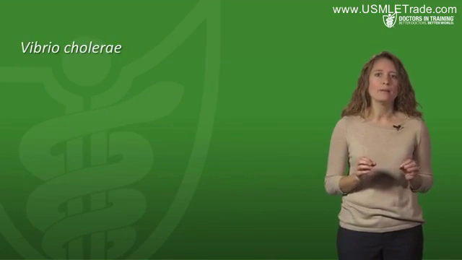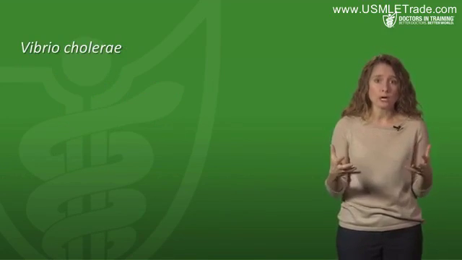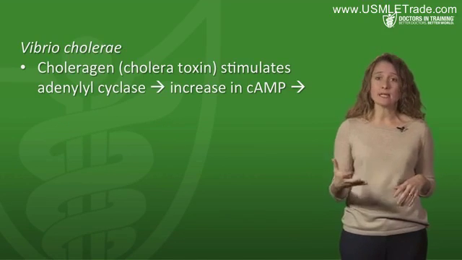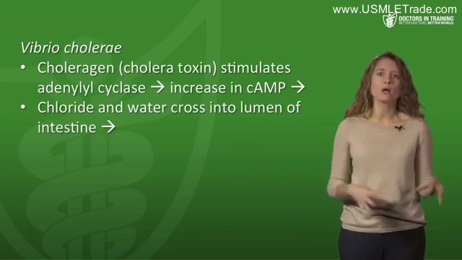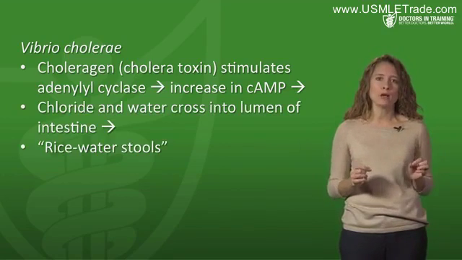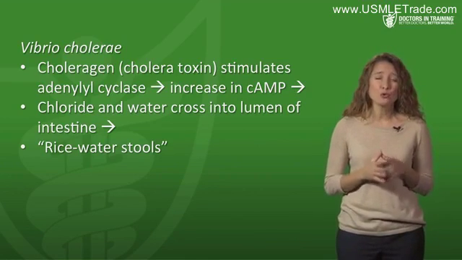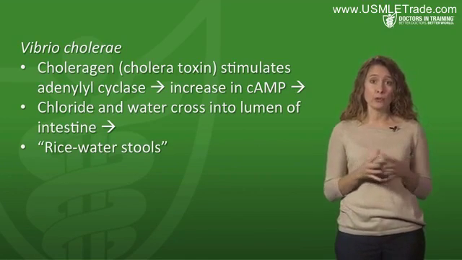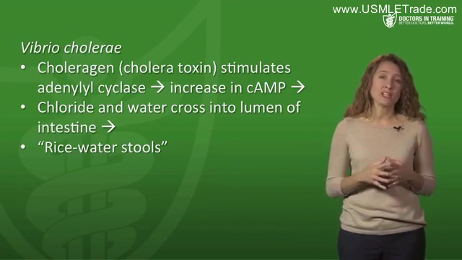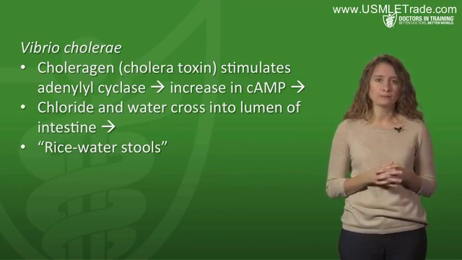Now, Vibrio cholerae. It utilizes a similar mechanism through choleragen, or cholera toxin. Cholera toxin stimulates adenylyl cyclase, increasing cyclic AMP. This causes chloride and water to cross into the lumen of the intestines, creating large amounts of rice water stools that are typical of cholera. A person can lose 12 to 20 liters of fluid in a day, leading to circulatory collapse. And this is why rehydration is such an important part of therapy. It's really life-saving in many people.